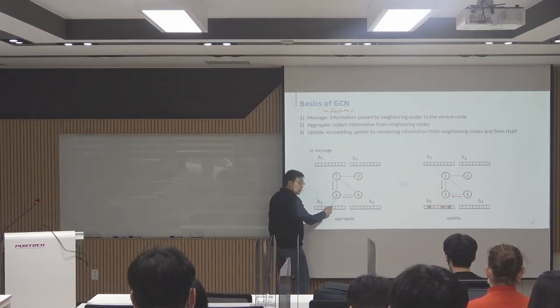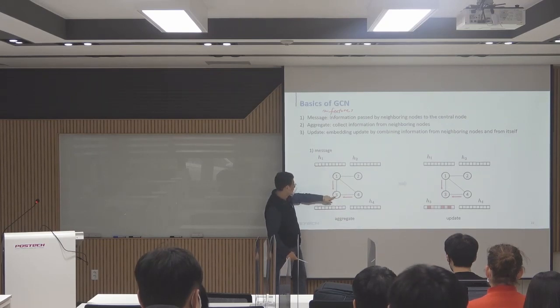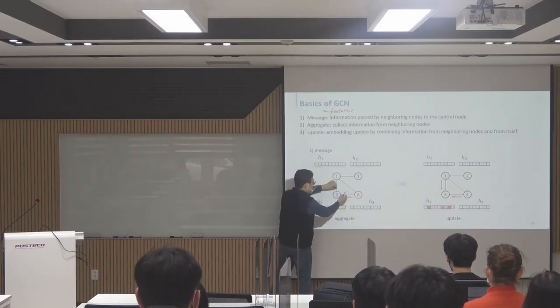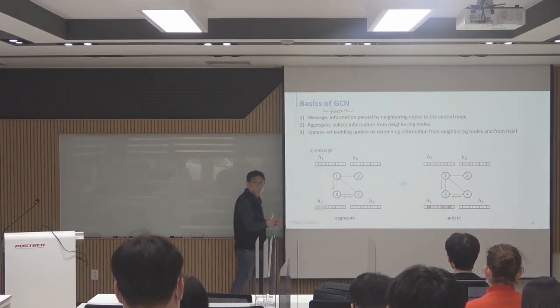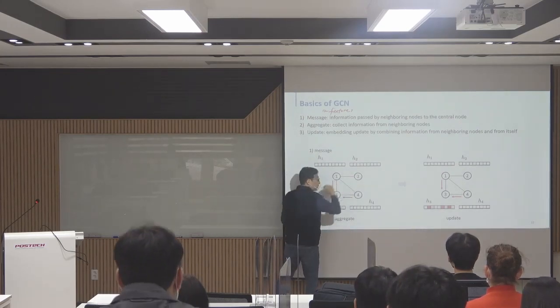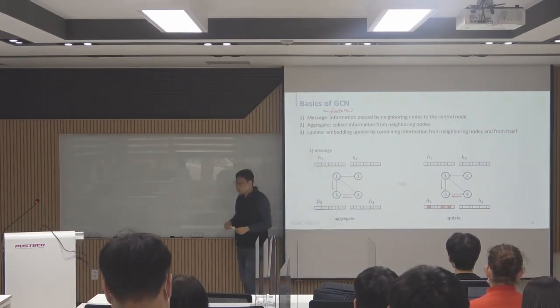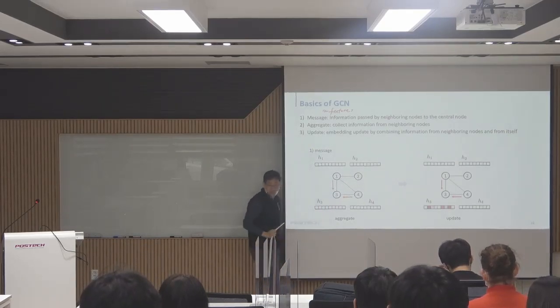To update the message on this node, we have to look for what the neighborhood is. In this case, 1 and 4 are the only neighborhood. So I want to take some information from those and use that information to update this node. I don't need anything from this one because it's not connected. It's connected in this way, but not directly connected.